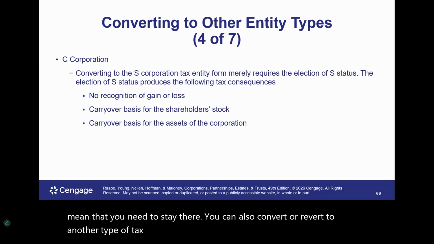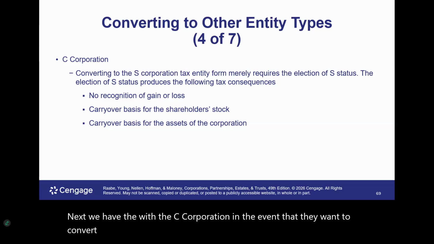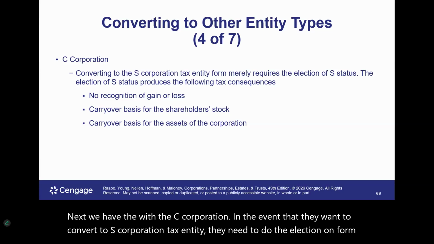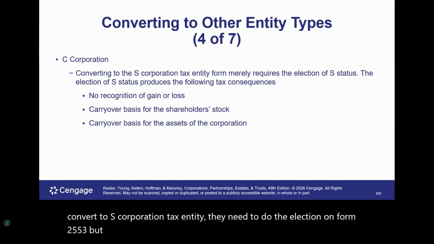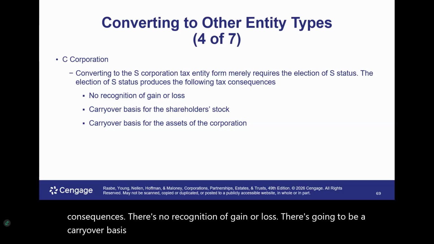Next, we have that with the C corporation, in the event that they want to convert to an S corporation tax entity, they need to do the election on Form 2553. But the election of the S corporation produces the following tax consequences. There's no recognition of gain or loss. There's going to be a carryover basis for the shareholder stock and a carryover basis for the assets of the corporation.